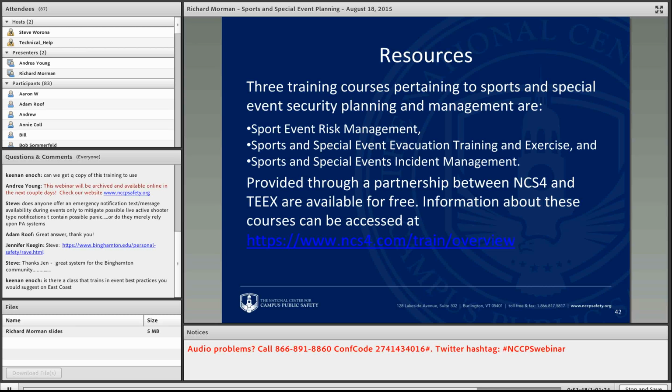They're free, that's the best thing, and they're designed for your entire team to go through as a team. So if you're a university, I would encourage you to get your athletics people on board, police, fire, other public safety entities, and public health, all together, and go through this training together. They have a sequence that you can go through all three: sport event risk management, sports and special event evacuation and training exercise, and sports and special events incident management. So again, that's provided by a partnership between the three.